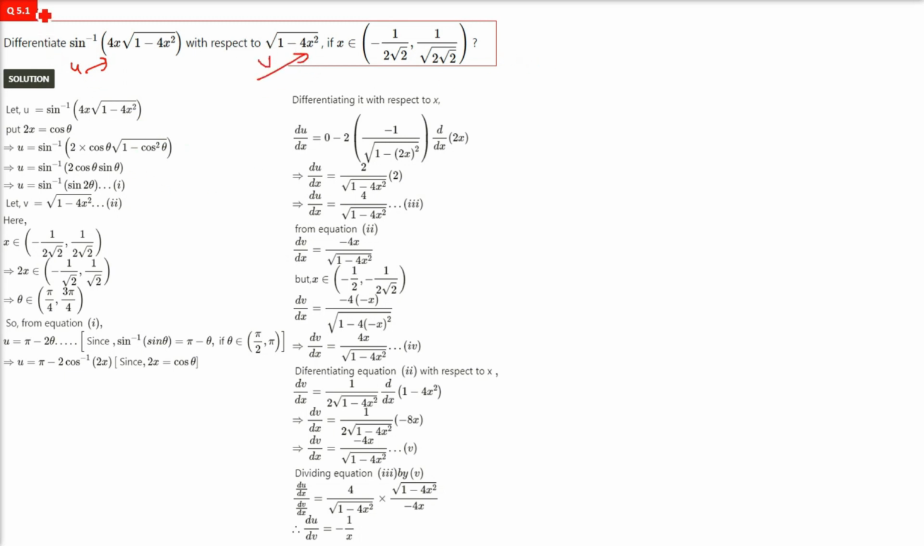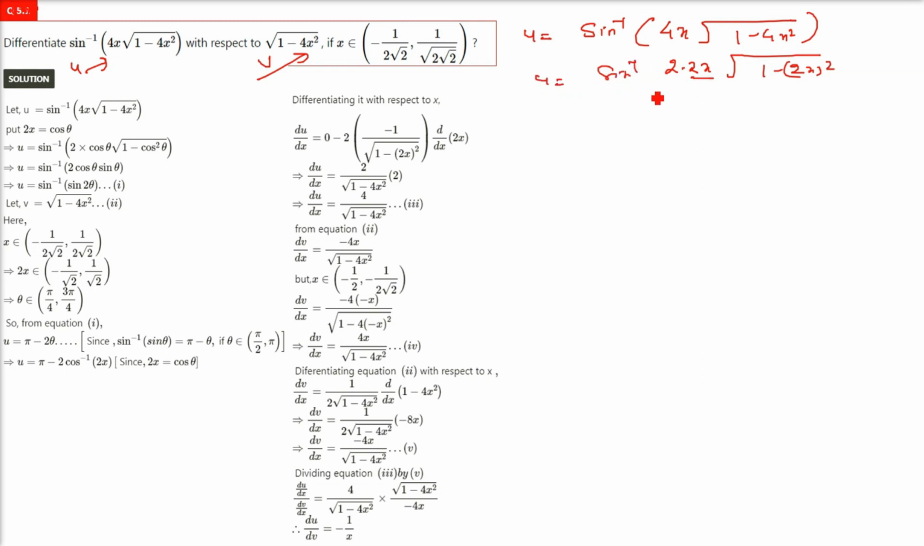Now when you see this question, you see there is 4x square, right? So we will take u as what? Sin inverse of 4x under root 1 minus 4x square. So we see that this 4x can be written as 2 into 2x, and 4x square can be written as 2x whole square. So u will be equal to sin inverse of 2 times 2x under root 1 minus 2x square. 2x we will put as cos theta. So when you put 2x as cos theta, you will get sin inverse 2 into cos theta.